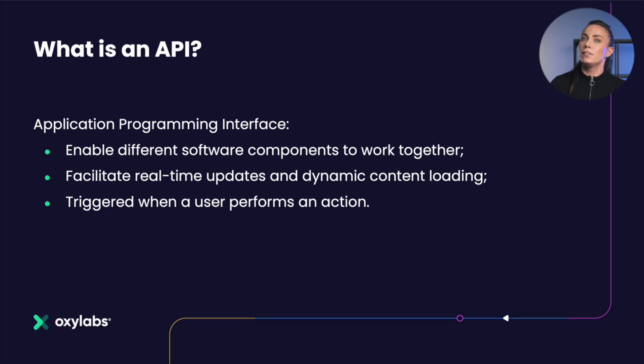Let's start with the question, what are APIs? APIs, also known as application programming interfaces, enable different software components and systems to work together seamlessly and efficiently by facilitating communication and data retrieval between them. In practical terms, when you visit a website, your browser sends a request to the website server asking for the web page you want to view. Traditionally, the server would then generate an HTML document and send it back to your browser for display.